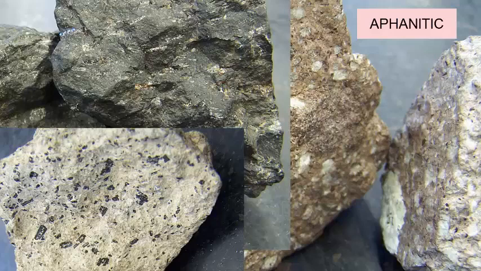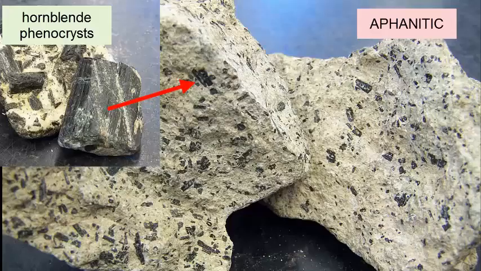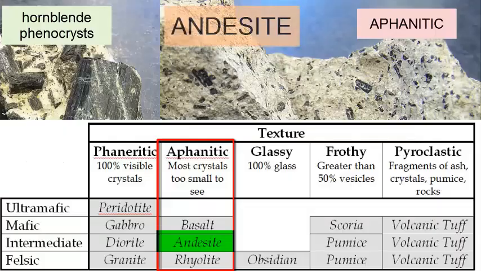How do we determine composition? If we're lucky enough to have some phenocrysts in the rock, perfectly formed crystals that formed slowly when the magma was at depth before it erupted, we can use those phenocrysts to determine composition. For example, this rock has phenocrysts of hornblende. Presence of hornblende in such high abundance means intermediate composition. So this rock is an andesite.